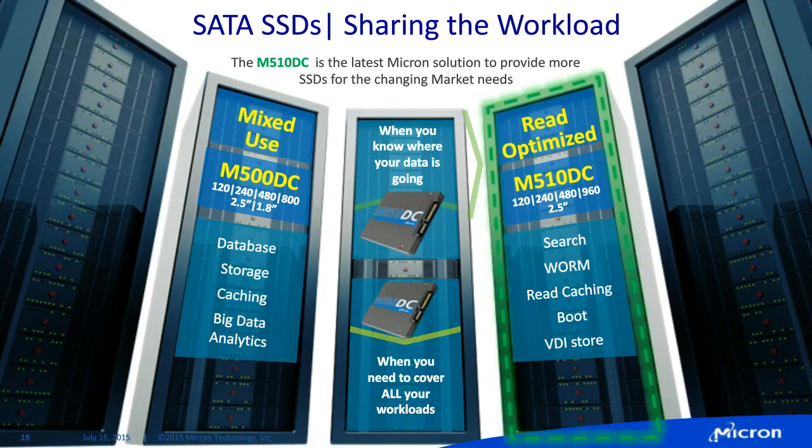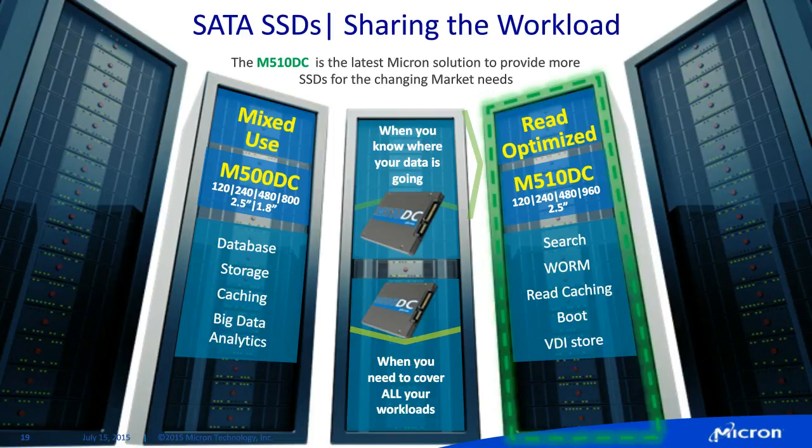The M510 DC, now let's get into some of the nuts and bolts of the product. The M510 DC is offered in the 120, 240, 480, and 960 gigabyte capacities in a 2.5-inch form factor. It's a leverage design from the M500 DC, and that leverage is purely in the NAND, so the primary differences between the two products are really in the NAND.